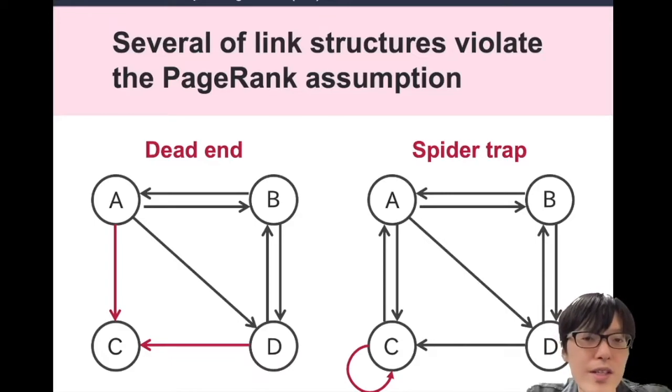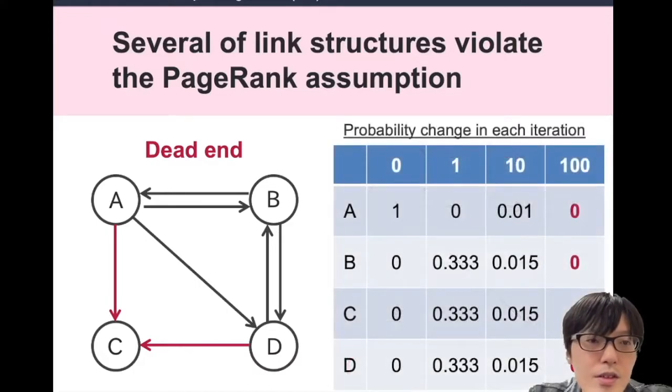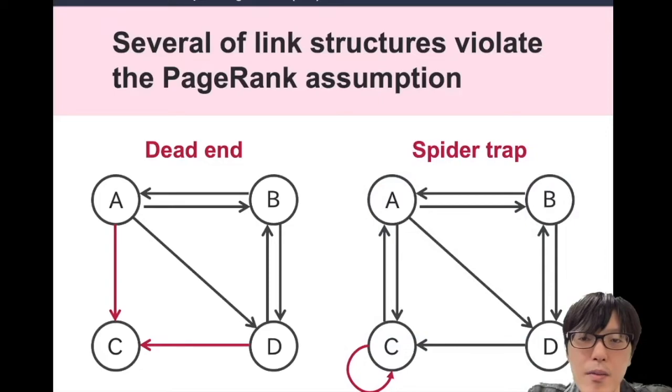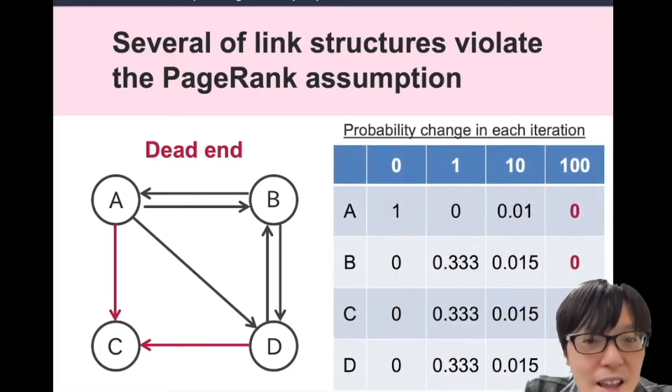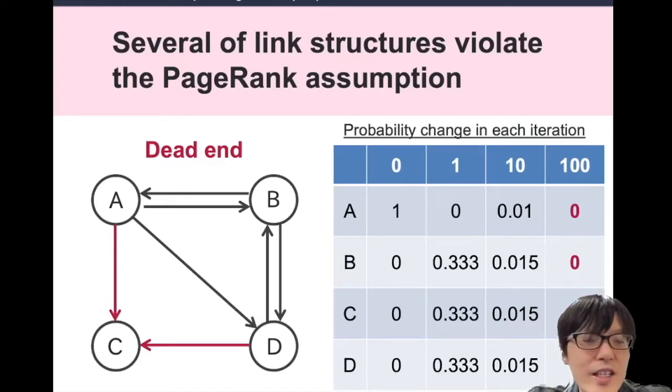The simple PageRank, which I already explained in the previous slide, has several serious problems. Several types of link structure violate the PageRank assumption. Here is one of the malicious link structures which violate the PageRank assumption. One is a dead end structure. Dead end link structure is one example.